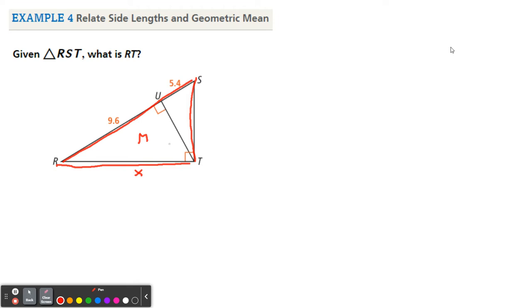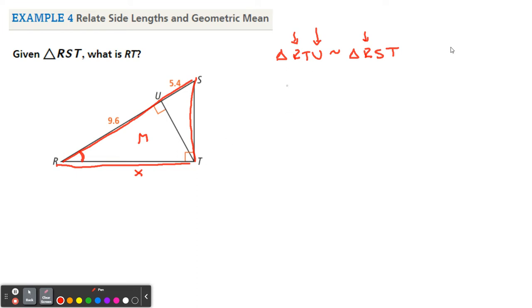So here, what I'm going to do is set up my similarity statement first. I'm going to use the medium triangle first. I'm going to go RTU because that's alphabetic order. U is my right angle. In the big triangle, T is the right angle, so where I put U here, T has to go last. The medium triangle and the big triangle share R, so R is going to go in the same spot. R's first. And now the third letter in the big triangle is going to be S. There's my similarity statement in corresponding order.